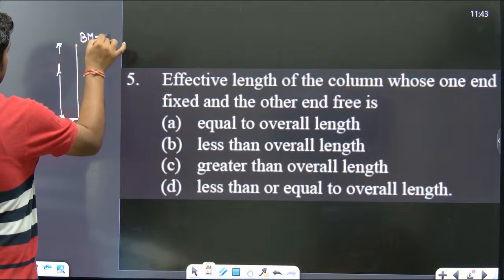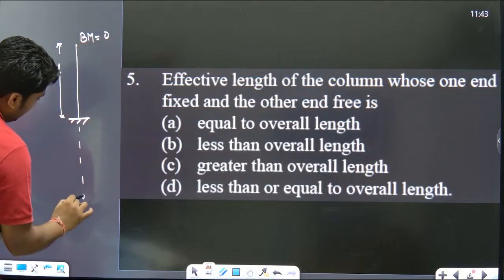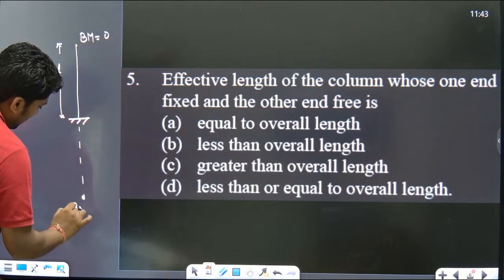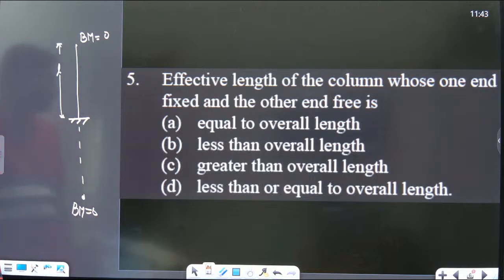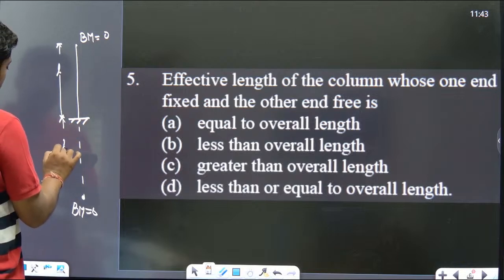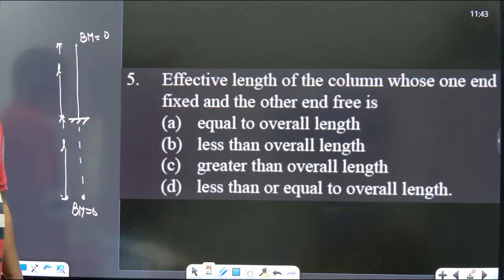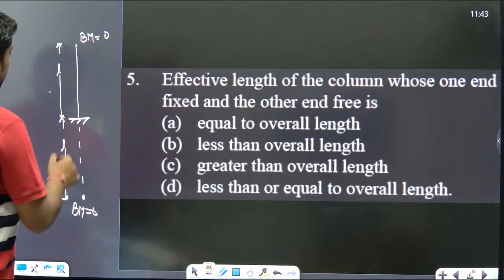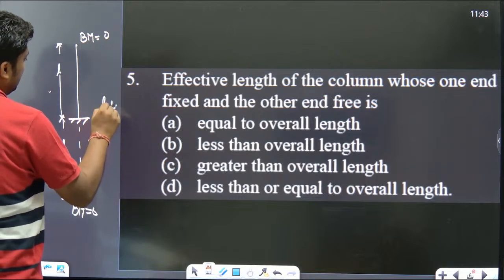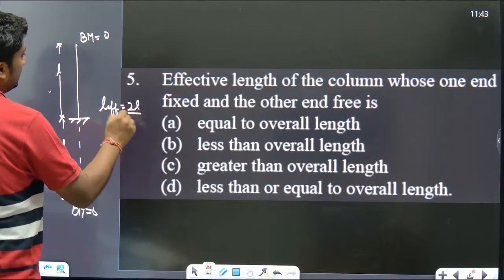If you take the mirror image of this, here also the bending moment will be 0. Yes or no? So the correct answer will be L plus L, so 2L is the length. Understood everyone? So it is greater than this length. Effective length, L effective, means 2 times of the L.